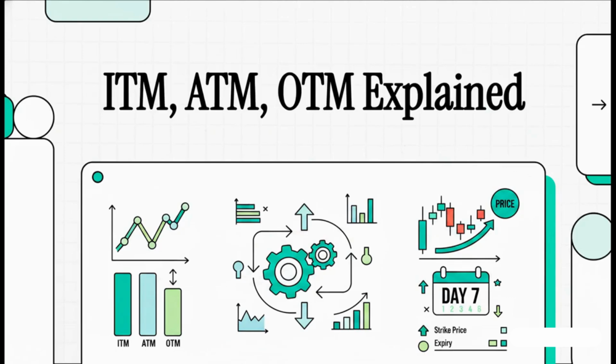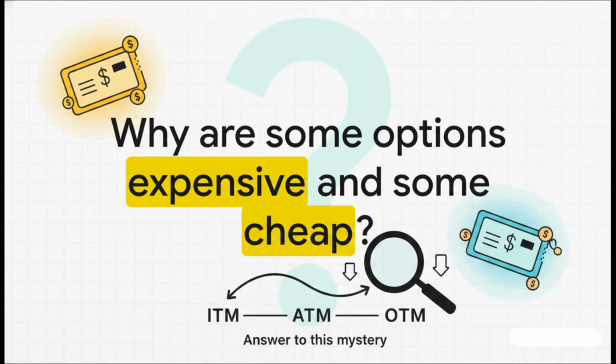All right, welcome back to day 7 of our options trading explainer. You've already got a solid foundation with calls, puts, strikes, and expiry, so today we are tackling the big one, demystifying option pricing. We're going to break down 3 absolutely crucial concepts: ITM, ATM, and OTM. Okay, let's dive into this.